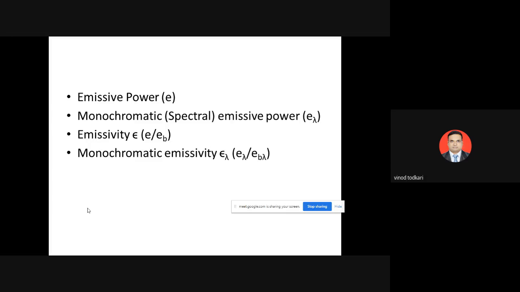Then we have seen the concept of emissivity. It is the ratio of emissive power of a body to emissive power of a perfectly black body. And then we have seen the concept of monochromatic emissivity, which is the ratio of monochromatic emissive power of a body to monochromatic emissive power of a perfectly black body for the same temperature and wavelength. What is gray surface? The surface which is having same value of monochromatic emissivity at all wavelengths. If epsilon lambda is constant, that surface is called gray surface, right?